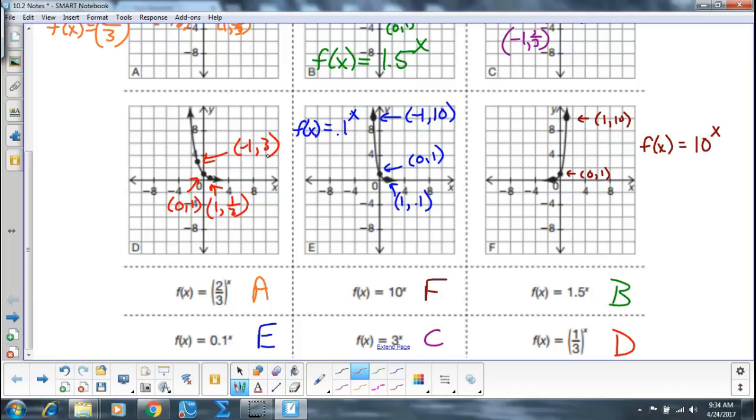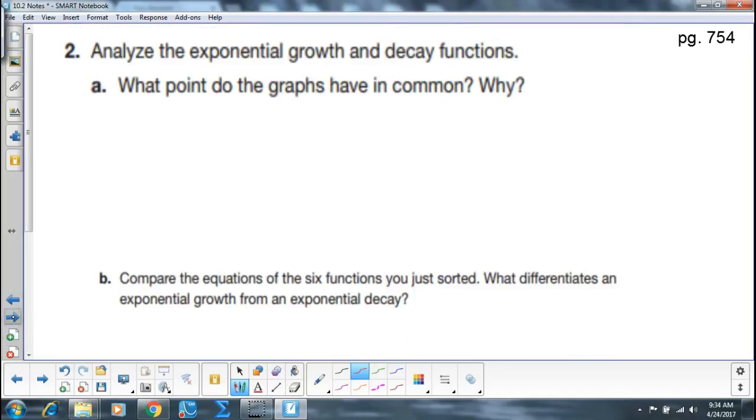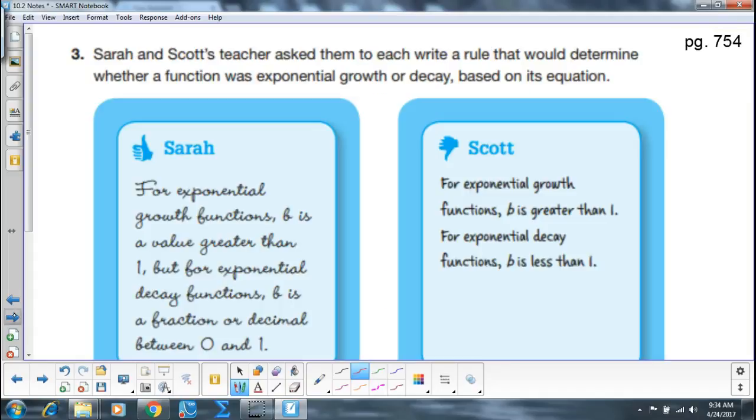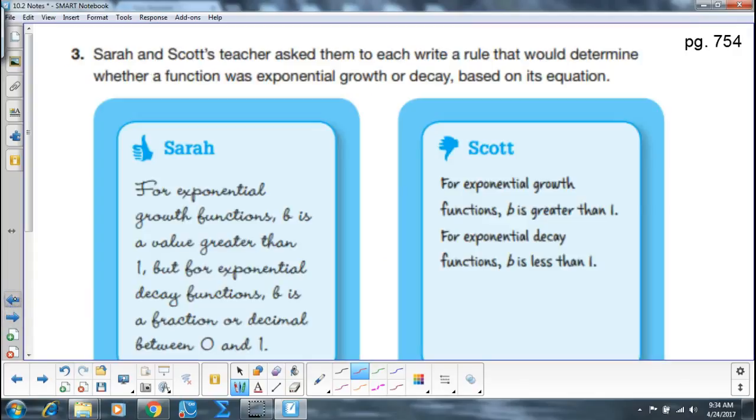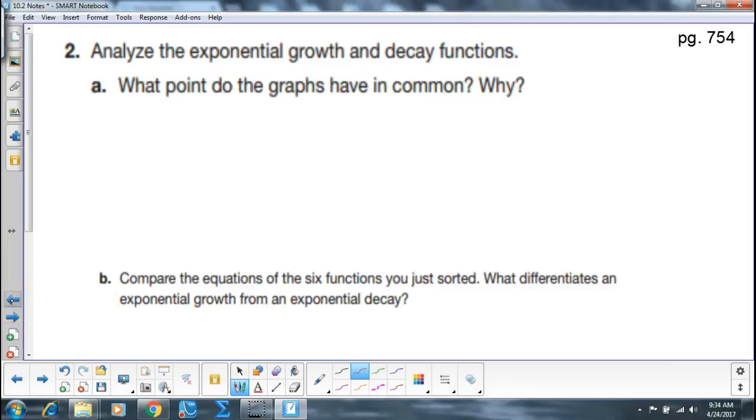Okay? With me? What I would like you and a shoulder partner to do now is to do number 2, A and B, number 3, and number 4. So 2, A and B, 3 and 4. I'll give you 10 minutes to go over those 3 questions. Shouldn't take you that long, and then we'll discuss them as a class.